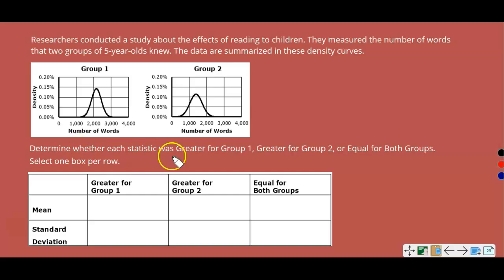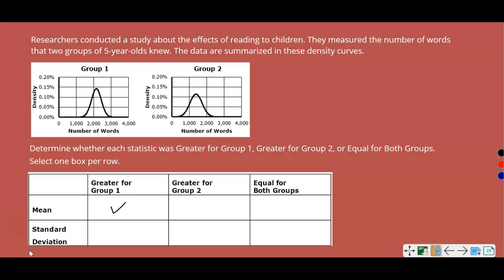All right, so determine whether the mean is greater for group 1, group 2, or equal for both groups. So the first thing we need to do is know where the mean is. So the mean is going to be in the center of the normal distribution curve. So the mean for group 1 is going to be just above 2,000, and for group 2 the mean is between 1,000 and 2,000. So that means the mean is greater in group 1. So we need to check the mean is greater in group 1.